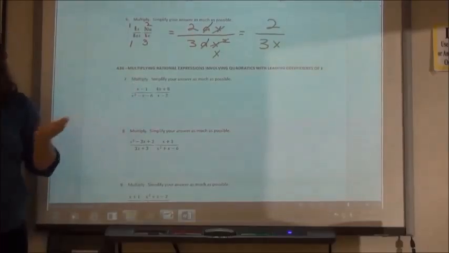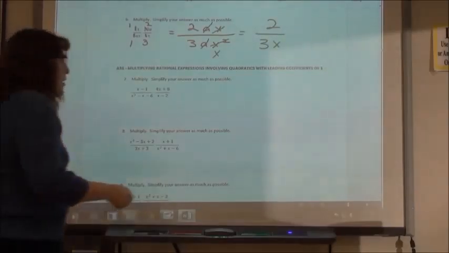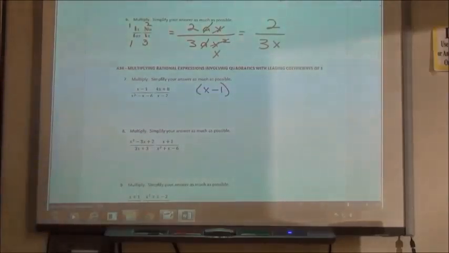X minus 1 doesn't have any greatest common factors, doesn't have any squared terms, so I just have to leave that as x minus 1. I'm just going to rewrite it over here. I'm going to put it in parentheses to remind myself, oh yep, that goes together.